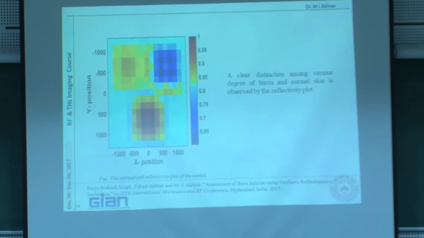This is the result, that if you simulate this, then you can obtain that this is the one which is not healthy. The background is a healthy tissue, and these three are burns of different degrees. The idea is that you can distinguish these different burns based on their properties.